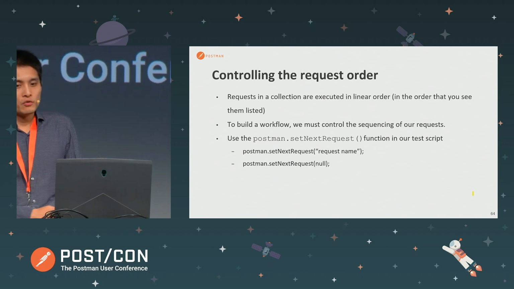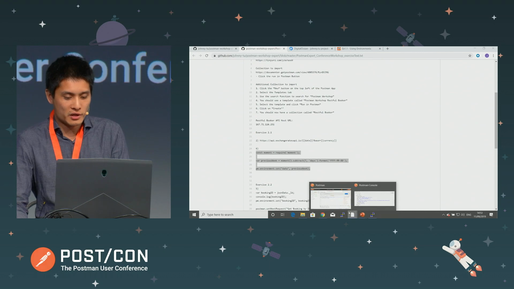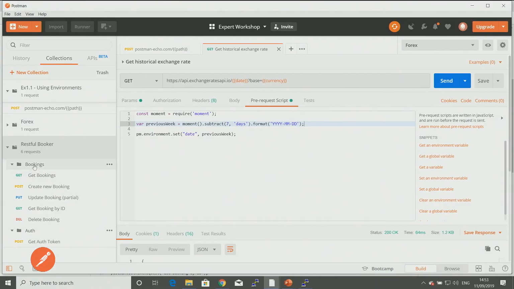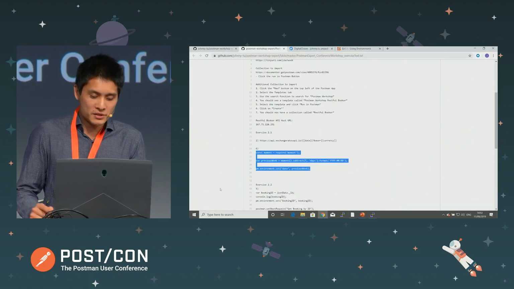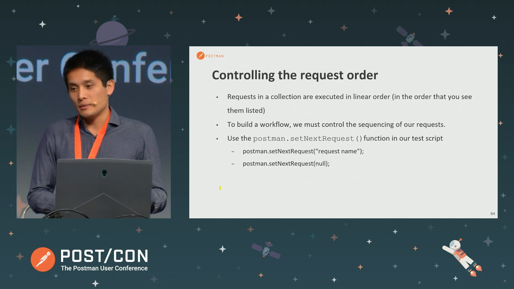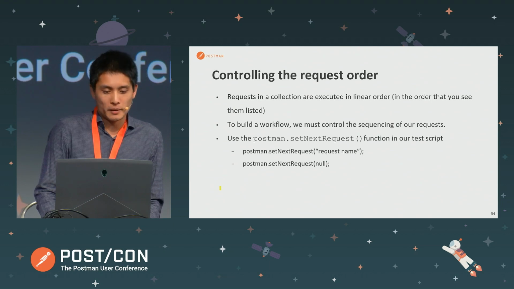Now in Postman, when you run a collection, the order in which your requests are run is the order in which they are listed in the collection. So if I look at my RESTful Booker collection here, they will run in exactly this order that I've defined. Get bookings, create new, update, get booking ID, delete, and then get auth token. But when I'm testing a particular user story or feature, that's not necessarily the order I want them to run in. So we need to control the request order.